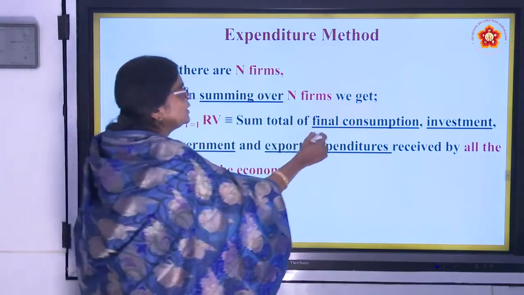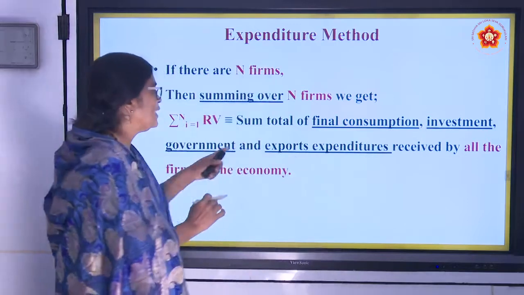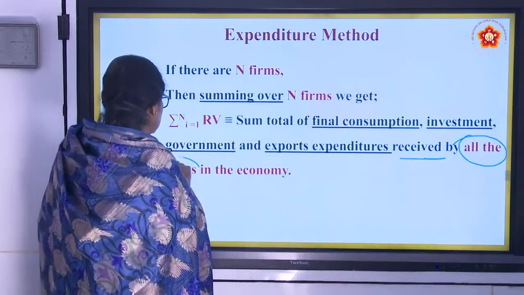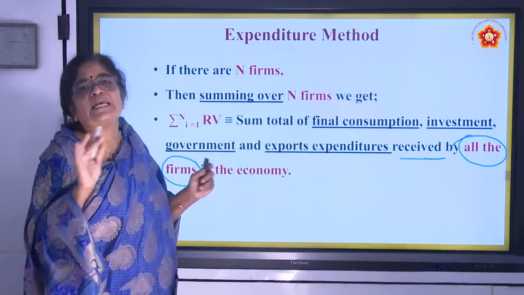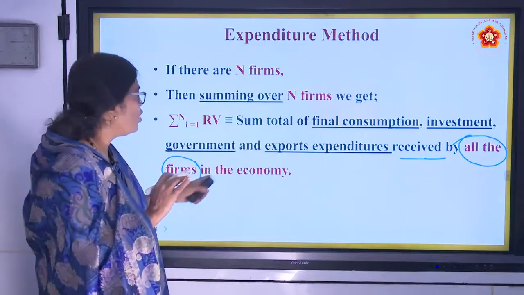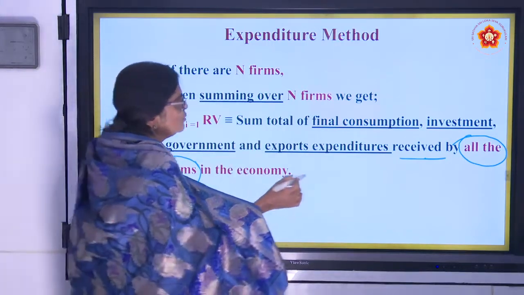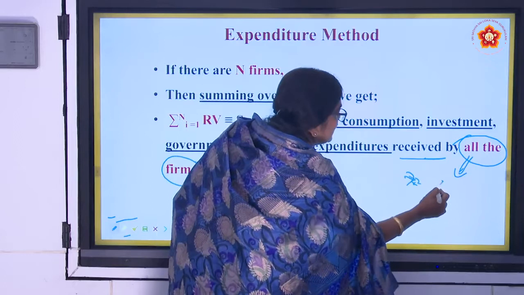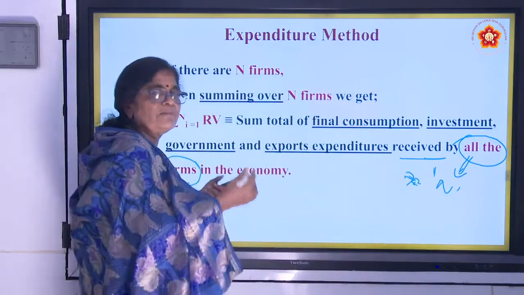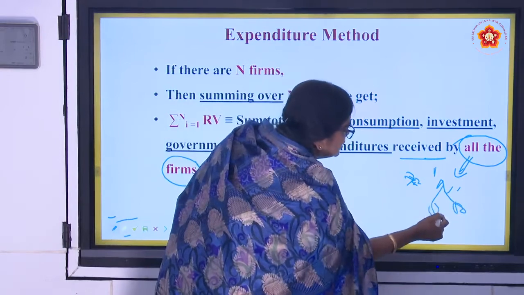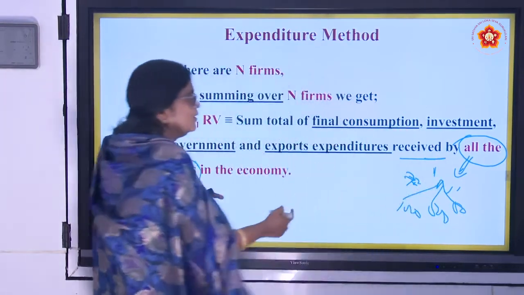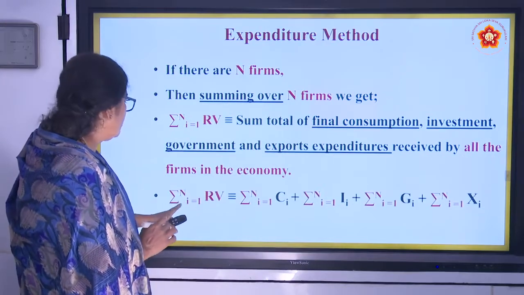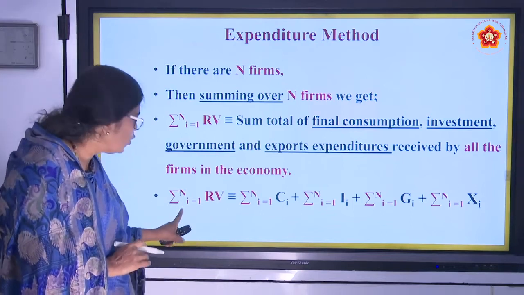Therefore, the sum total of final consumption, investment, government and export expenditures received by all the firms, you have to say. Before, we said firm i. Now we are not going to say firm i. Why? Because we are talking about all the firms, N firms. N may be 50, 500 or 1000 firms, any number, but you have to mention all the firms. I hope you understood.